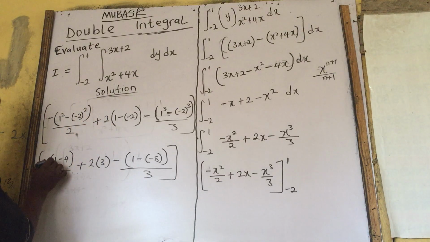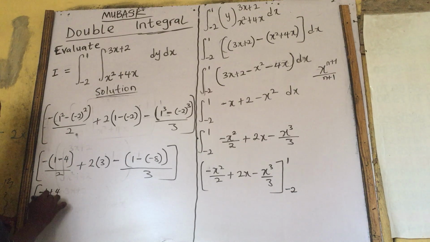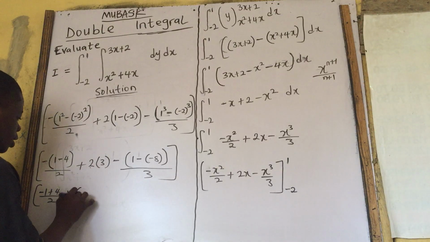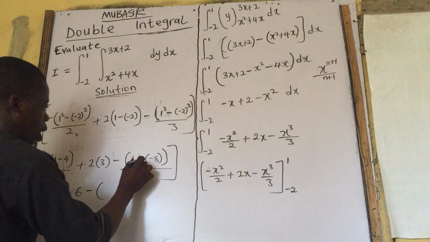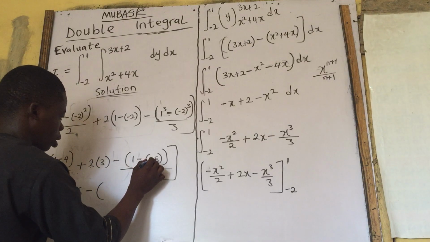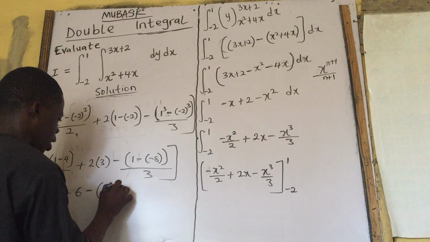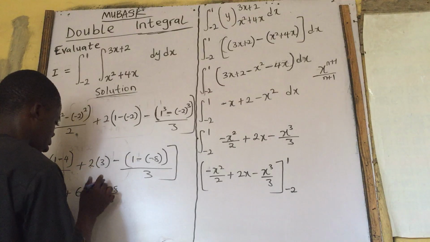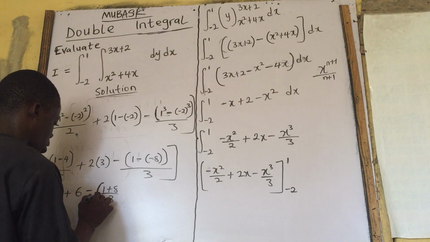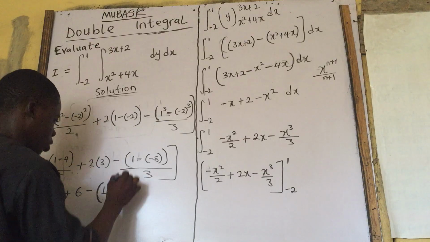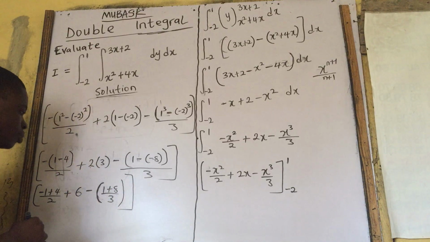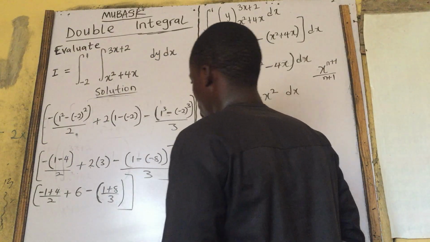Now let us use this negative to open this bracket. Open bracket, minus times plus will give us a minus. Minus times minus will give us a plus 4 divided by 2, plus 2 times 3 is 6, minus, open bracket, minus times minus is 1, minus times minus is plus 8 divided by 3, close bracket, all in bracket. Let me clean this place.